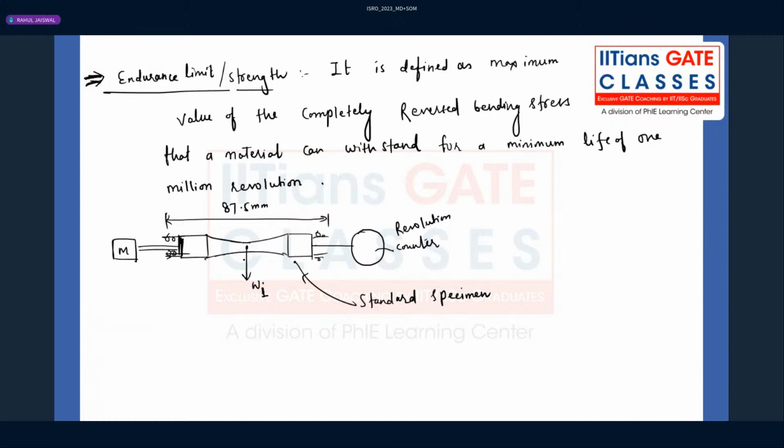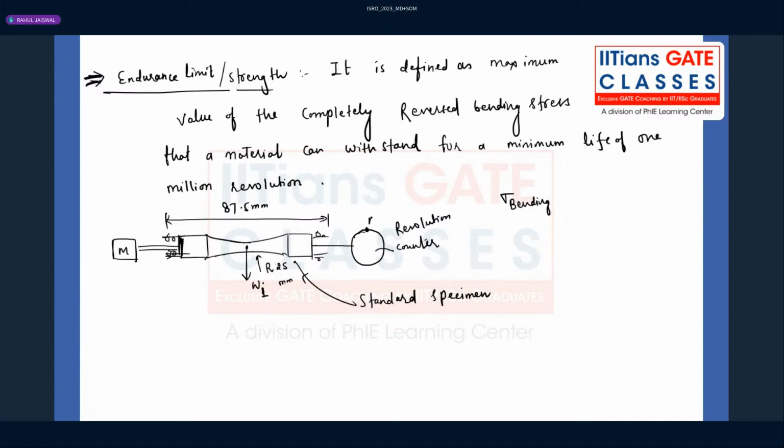Here, whatever the radius of curvature he got, that is 25 mm. These are the standard specimen he has considered, right? Once the load, that is the W1 load, he has applied, then he calculated the bending stress.